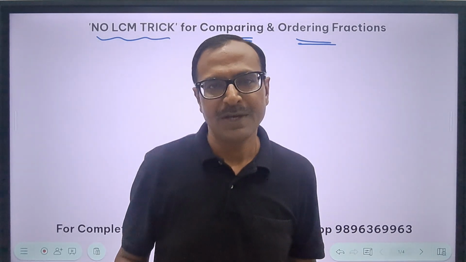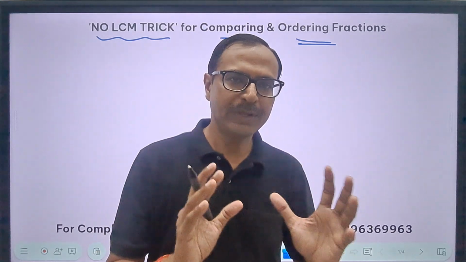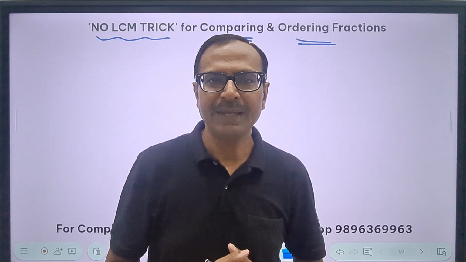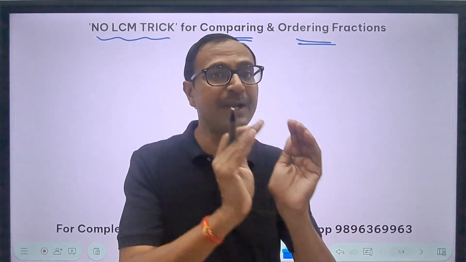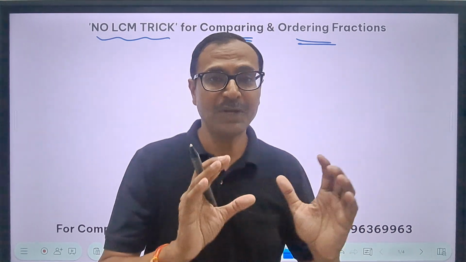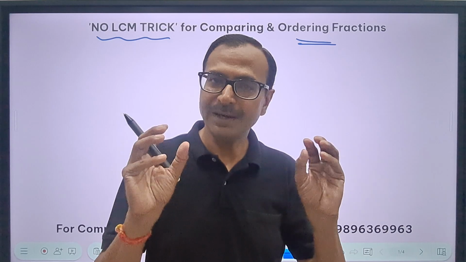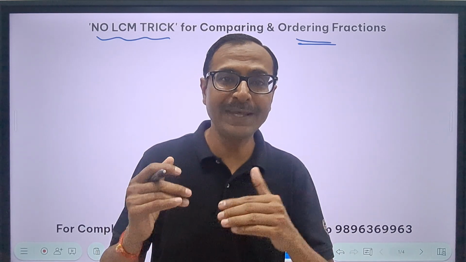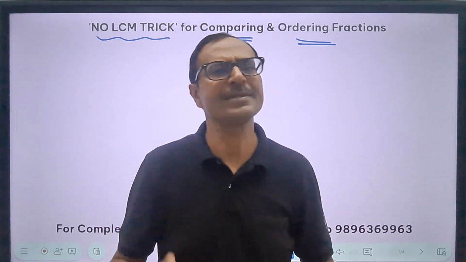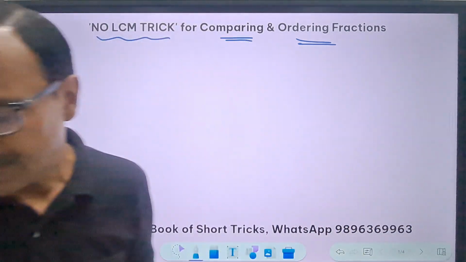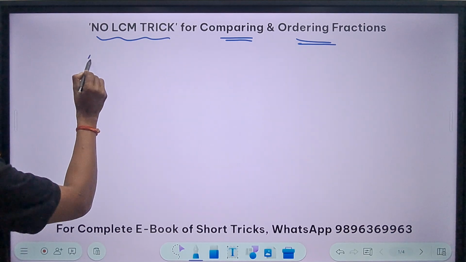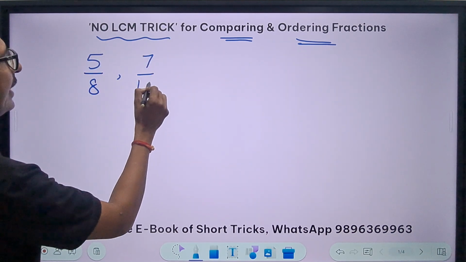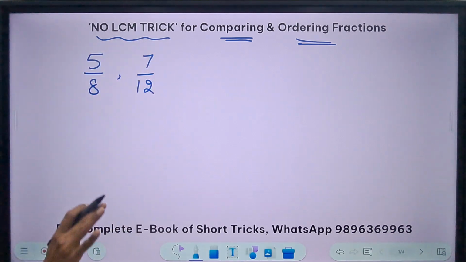Now suppose you are asked to compare two given fractions. What do the teachers tell you at school level? They'll ask you to have a common denominator. That means if the denominators in the two fractions are different, you will have to equalize them. Only then you can compare the numerators. So let's take an example. Suppose we have the fractions 5 upon 8 and the other one is say 7 upon 12, and I need to compare these two fractions.